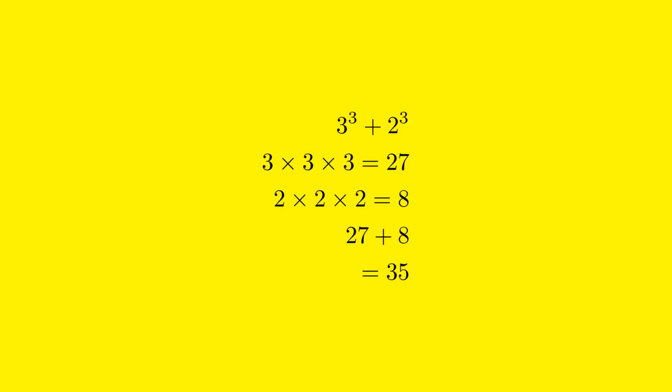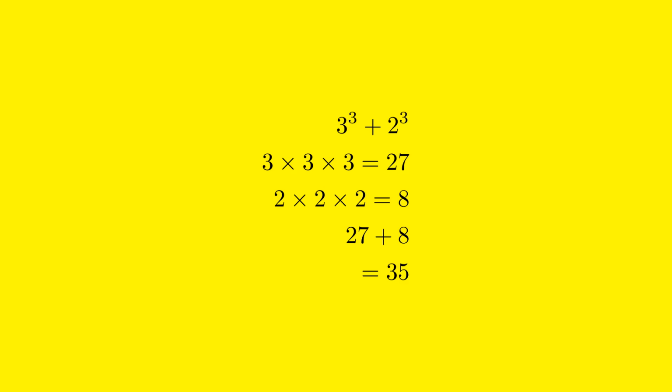Step 1. Let's start by evaluating the expressions 3 raised to the power of 3 and 2 raised to the power of 3 individually. First, consider 3 raised to the power of 3. This means we multiply 3 by itself 3 times. So 3 multiplied by 3 equals 9, and then 9 multiplied by 3 equals 27. Therefore, 3 raised to the power of 3 is 27.